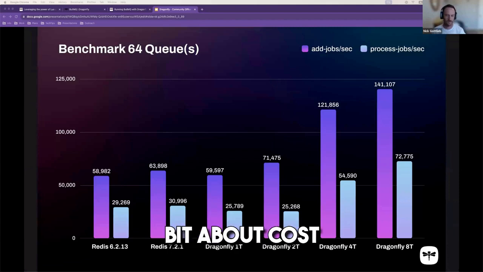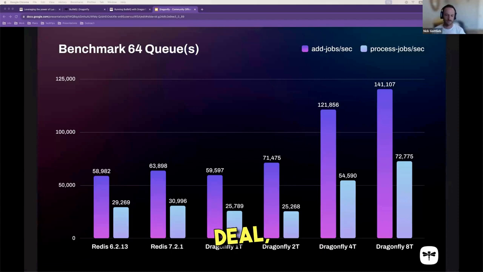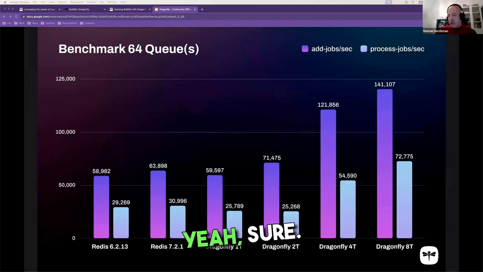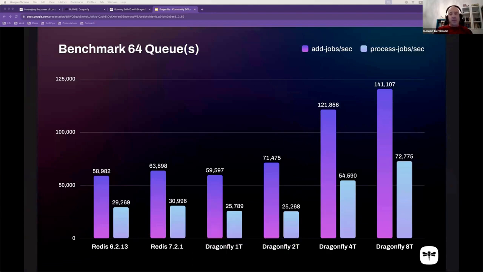Let's talk a little bit about cost as well, right? This is a big deal, especially recently, I think for anyone, any architect, any DevOps engineer, any CTO who's running large production workloads. Yeah, sure. Short answer is a more performant system, less hardware. Hardware footprint is smaller. Obviously, you pay less for this hardware. The total cost of ownership goes down significantly.